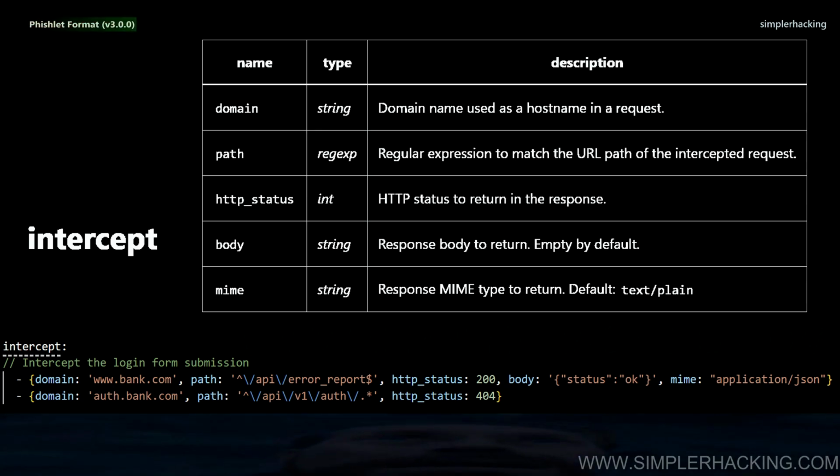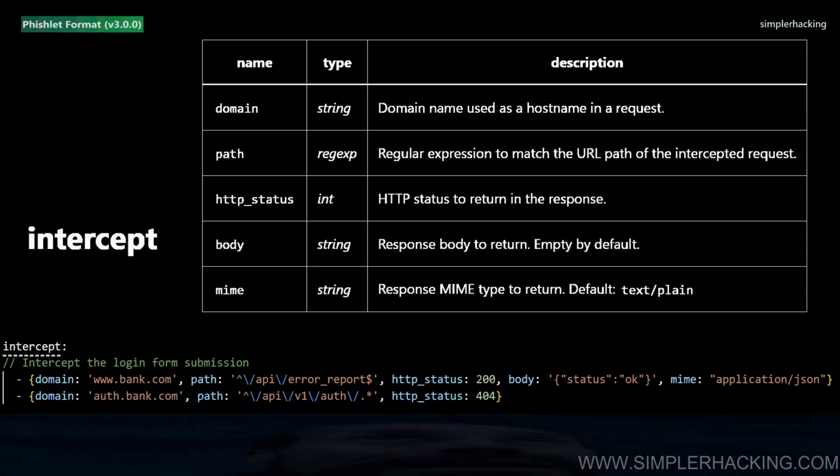First is domain, which defines the domain name that will be used as the host name in a request. You need to specify the correct domain to ensure that the interception happens on the desired host. For example, if you're targeting a login page or a form submission, this domain field must match that of the host you are attempting to intercept traffic from.